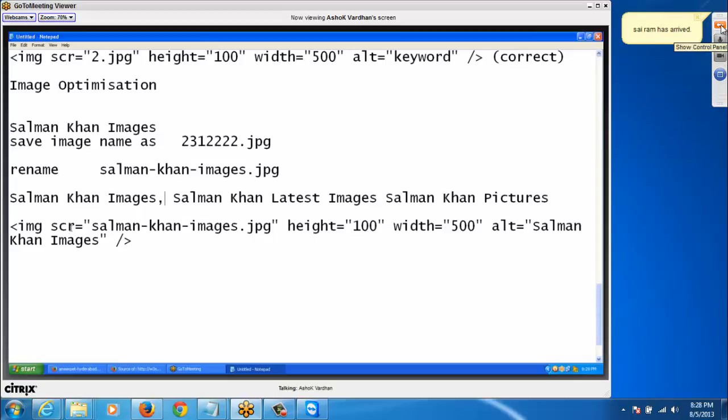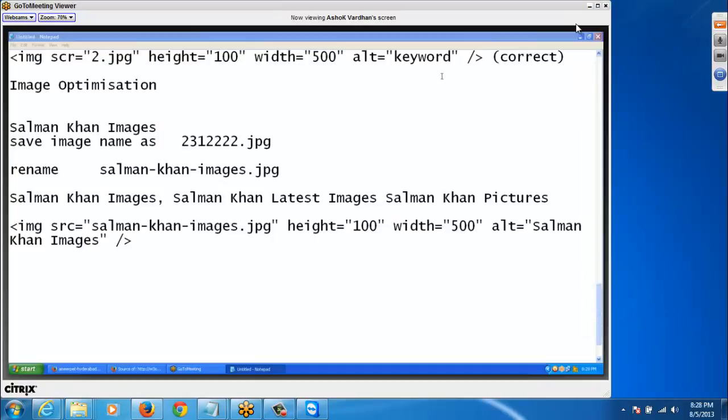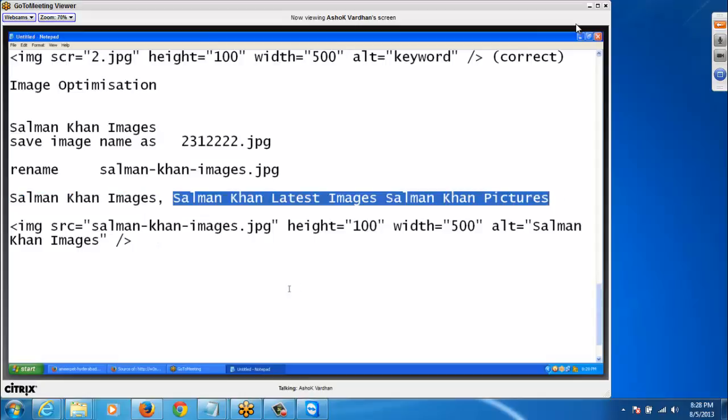Not SCR here, SRC. Sorry. SRC, source. Source. Okay, thank you, Sai Krishna. Source. Okay, here IMG SRC. Okay. Here, what about the remaining 2 keywords?